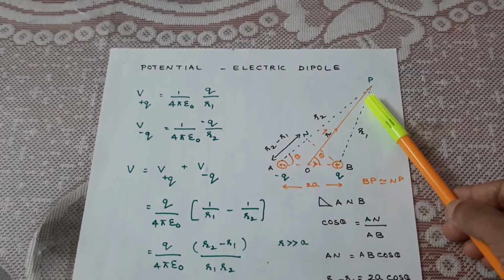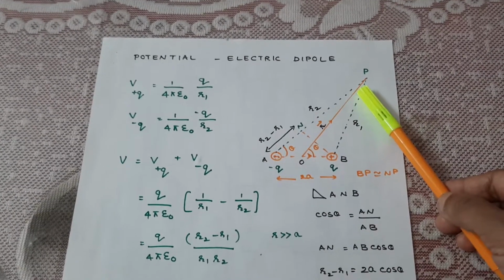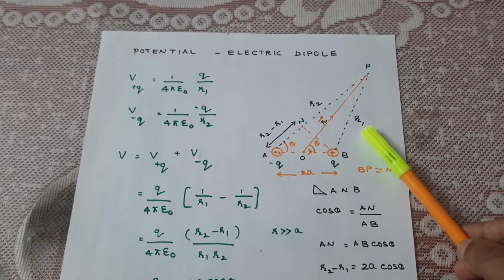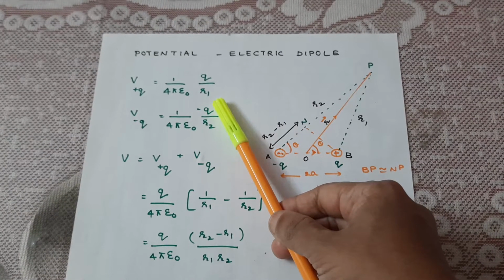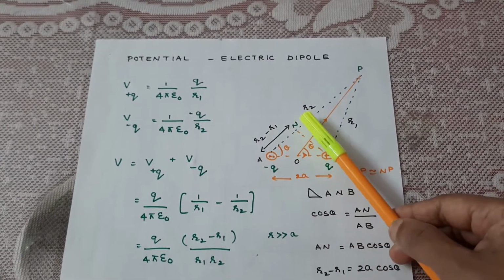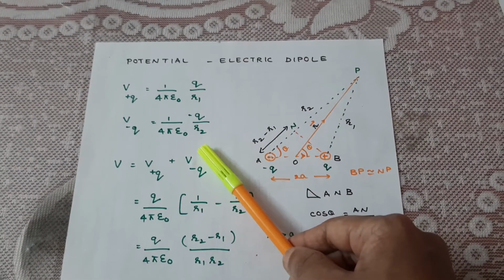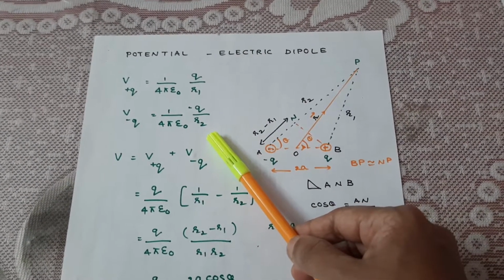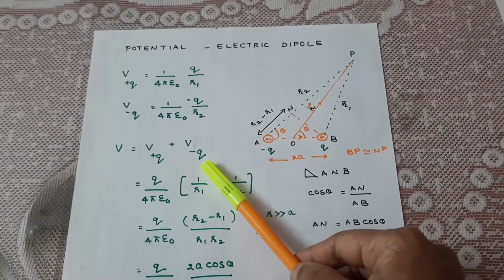The potential at any point is the algebraic sum of the potentials due to individual charges. The positive charge is at a distance r1 from P. So the potential due to the positive charge is 1 by 4 pi epsilon 0 q by r1. The negative charge is at a distance r2 from P. So the potential due to the negative charge is 1 by 4 pi epsilon 0 minus q by r2. The total potential is the algebraic sum of the two values.